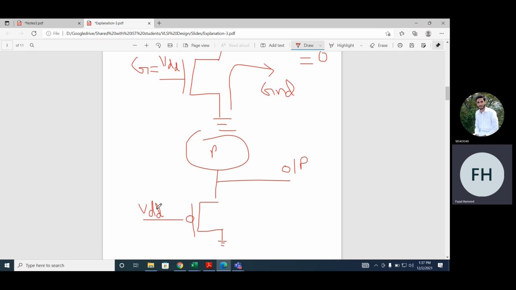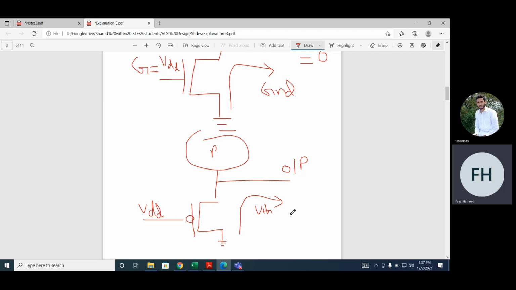The value that will be provided will be VTH. And what is VTH? Threshold voltage. Why? Because for this PMOS to be conducting, some amount of voltage is used for the creation of the channel.